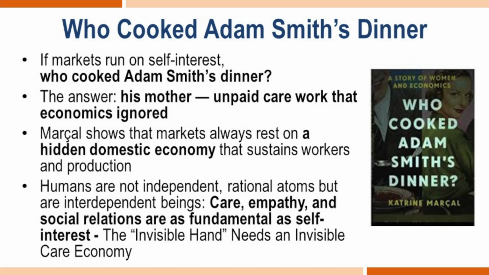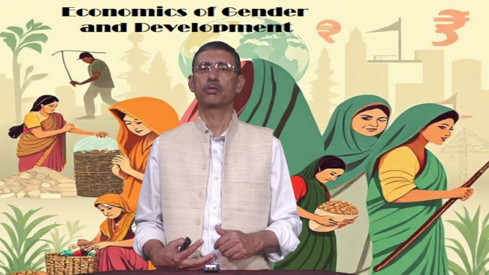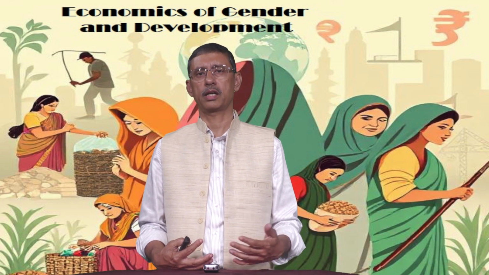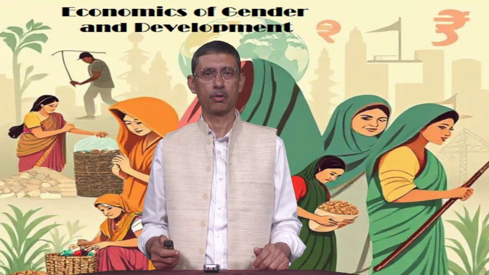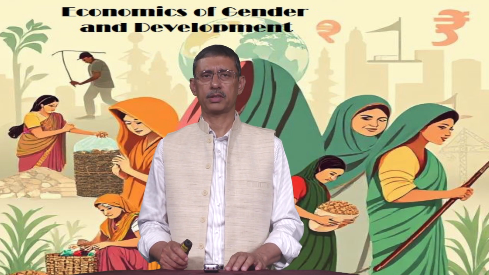And then her main argument is that humans are not independent, rational atoms, but are interdependent beings, where care, empathy, and social relations are as fundamental as self-interest. So therefore, what she suggests is that the invisible hand needs an invisible care economy. So what we call the invisible hand also relates to the invisible care economy, based on which we have production and markets and other economic spheres running and growing. All right. So that's the kind of understanding that we must have.